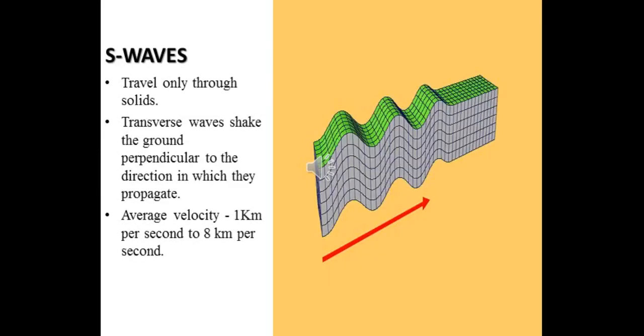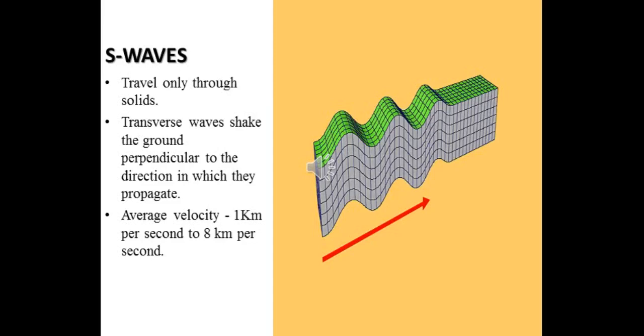Then secondary or S waves, which travel only through solid. Primary waves travel through solid, liquid and gases, whereas secondary waves travel only through solid. These transverse waves shake the ground perpendicular to the direction in which they propagate. They contain up and down motion, as you can see in this picture.